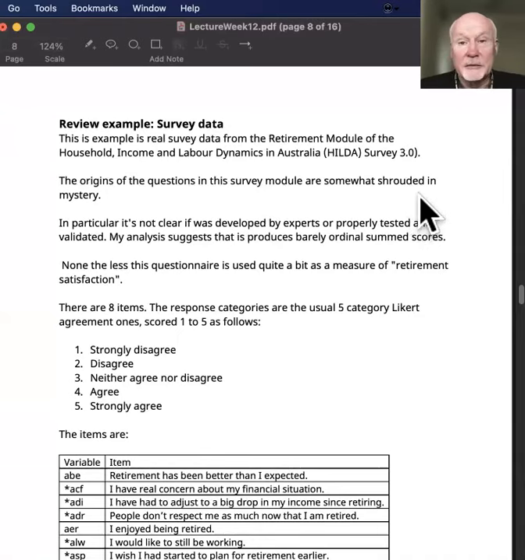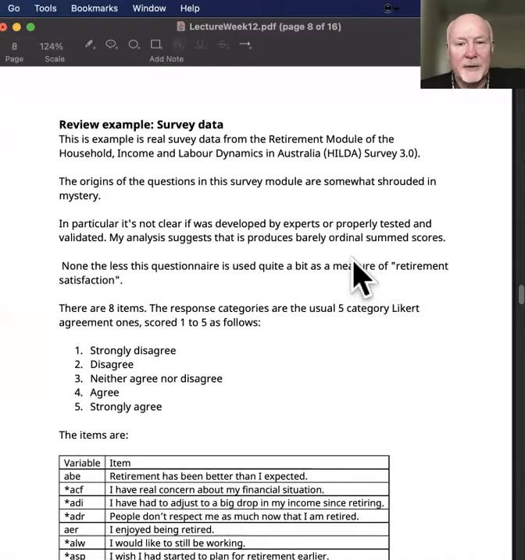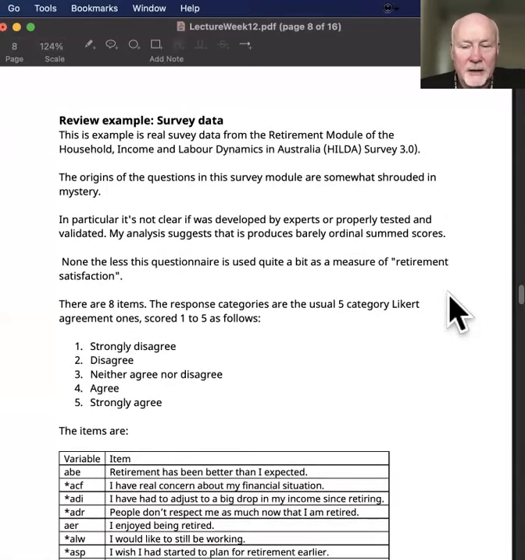But it's commonly used. It's conducted, I forget how often, but every few years, with quite large samples. The data I'm using here has about 1,230 people in it. So it's quite widely used, but on the basis of the data I have, I wouldn't say it's a great measuring instrument.